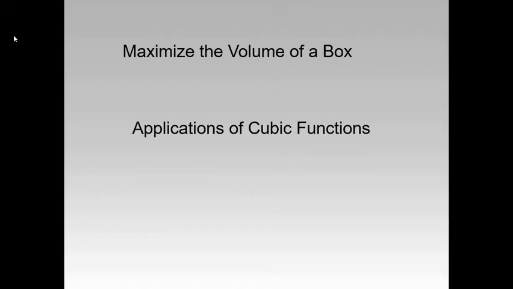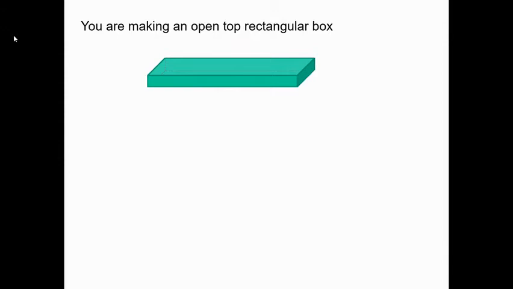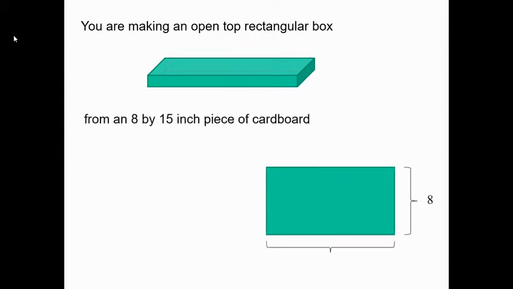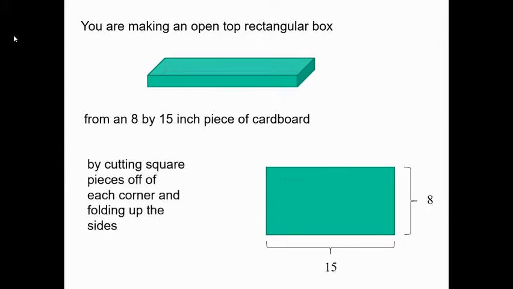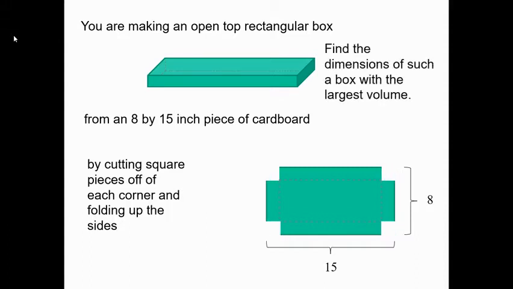We are going to learn today how to maximize the volume of a box, and this is applications of cubic functions. You are making an open-top rectangular box from an 8 by 15-inch piece of cardboard by cutting square pieces off of each corner and folding up the sides. We're going to find the dimensions of such a box with the largest volume.